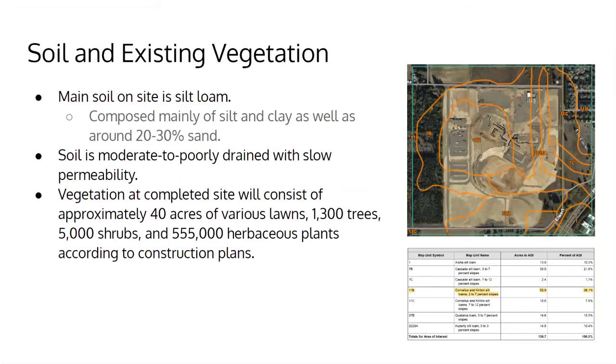On the site, the main soil is silt loam, which is composed mainly of silt and clay, but contains around 20 to 30% of sand as well. And so this soil is moderate to poorly drained and has slow permeability. And the vegetation at the completed site, according to the construction plans, will consist of approximately 40 acres of various lawns, around 1,300 trees, 5,000 shrubs, and 555,000 herbaceous plants.